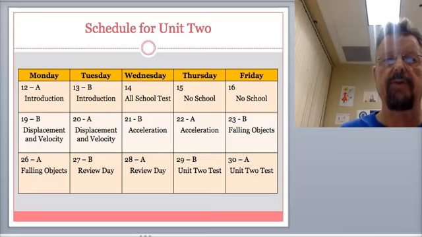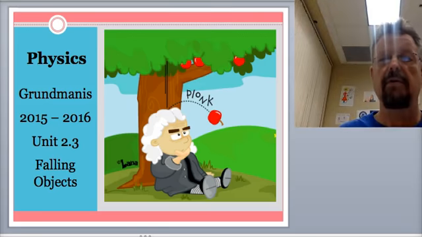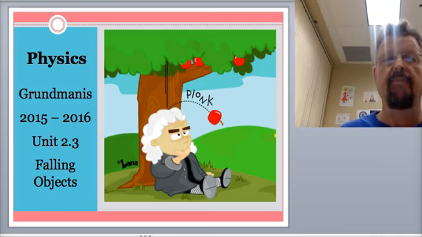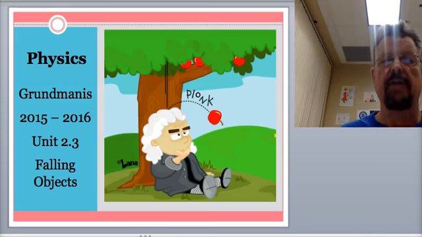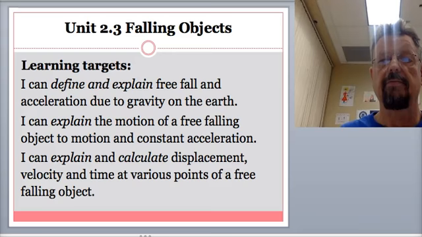This is the schedule for Unit 2. We are currently on October 23rd, falling objects, and October 26th, falling objects. Review day is going to be the 27th and 28th, and the Unit 2 test will be given on the 29th and 30th. This unit, Unit 2.3, is on falling objects.